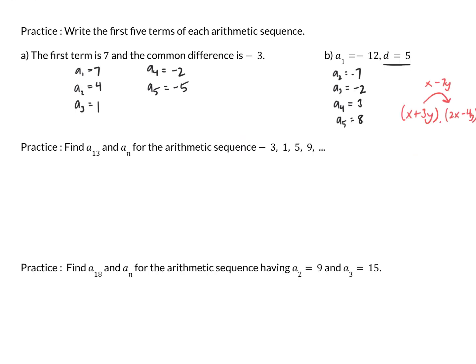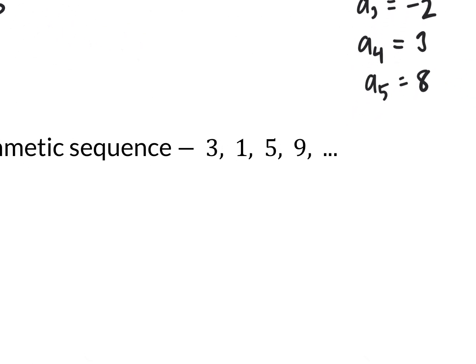Okay, so now is when we're going to have to actually use the formulas. It says find a sub 13 and a sub n for the arithmetic sequence here, and we're given the first 4 terms there. So I know 2 things: I know my a sub 1, and I know the difference. What is my a sub 1? -3. It's my first term in the sequence there. My difference: what's happening every single time I move up to a number? I'm adding 4, okay? So my difference is 4.